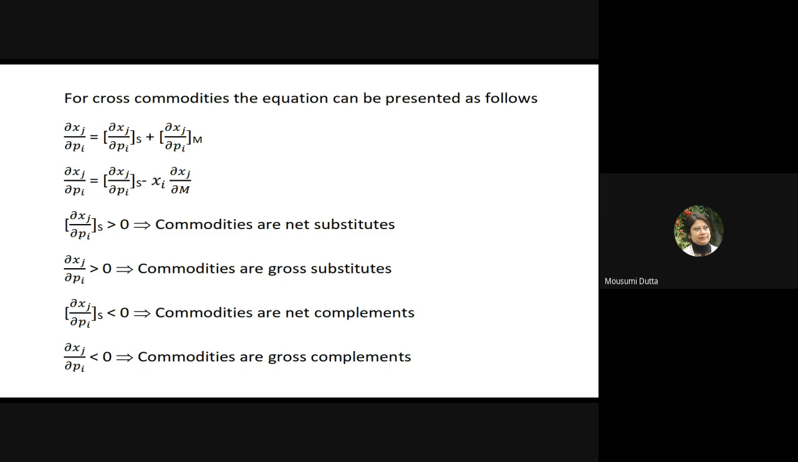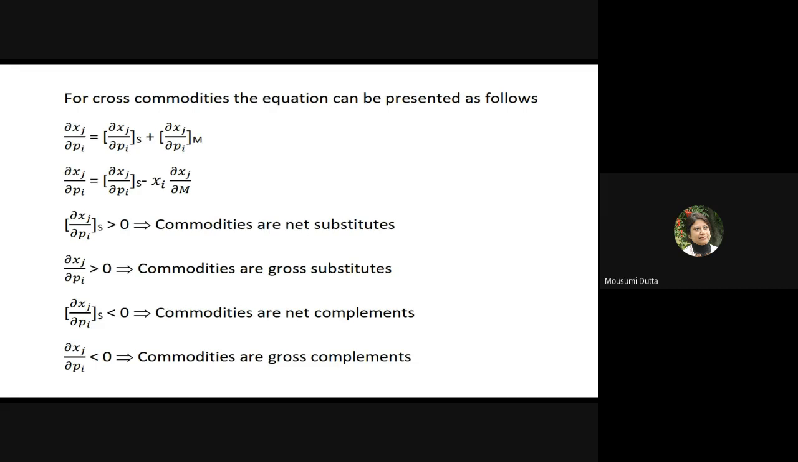Let's first complete the statements and then I'll go for the elaboration. On the other hand, del xj by del pis less than 0 indicates commodities are net complements. Price of butter is increasing, demand for butter is falling, and that in turn reduces the demand for bread. So price of butter is increasing, demand for bread is falling. So the sign is negative. So commodities are net complements.